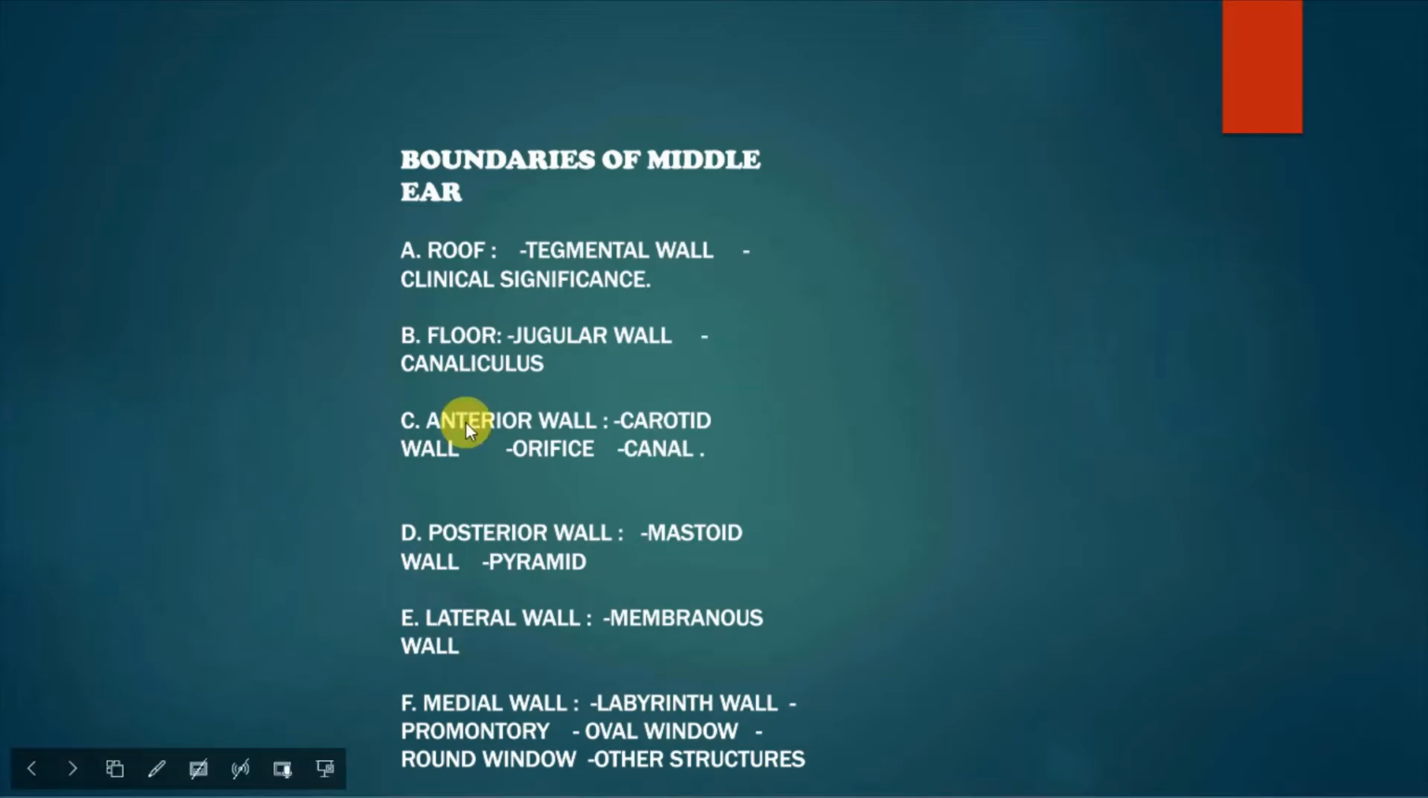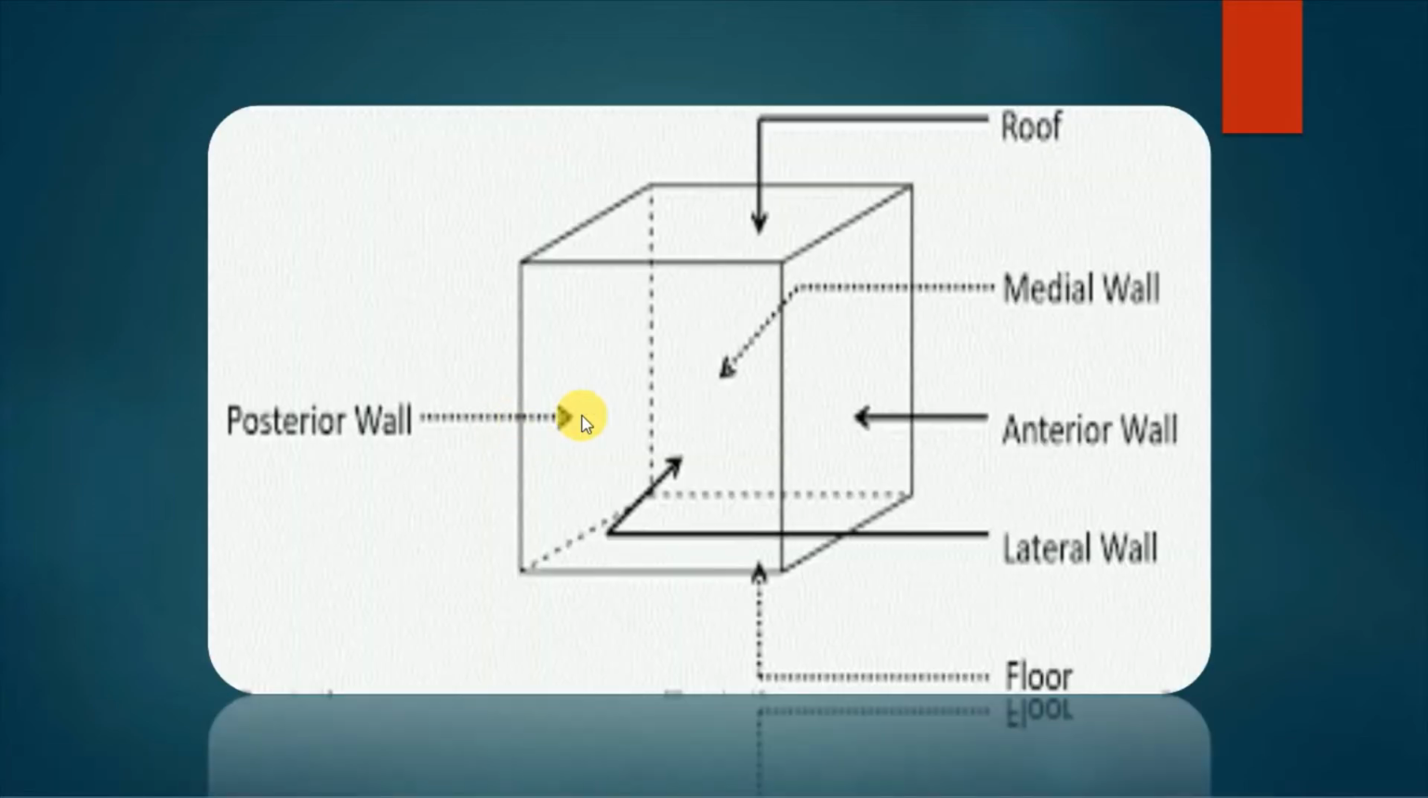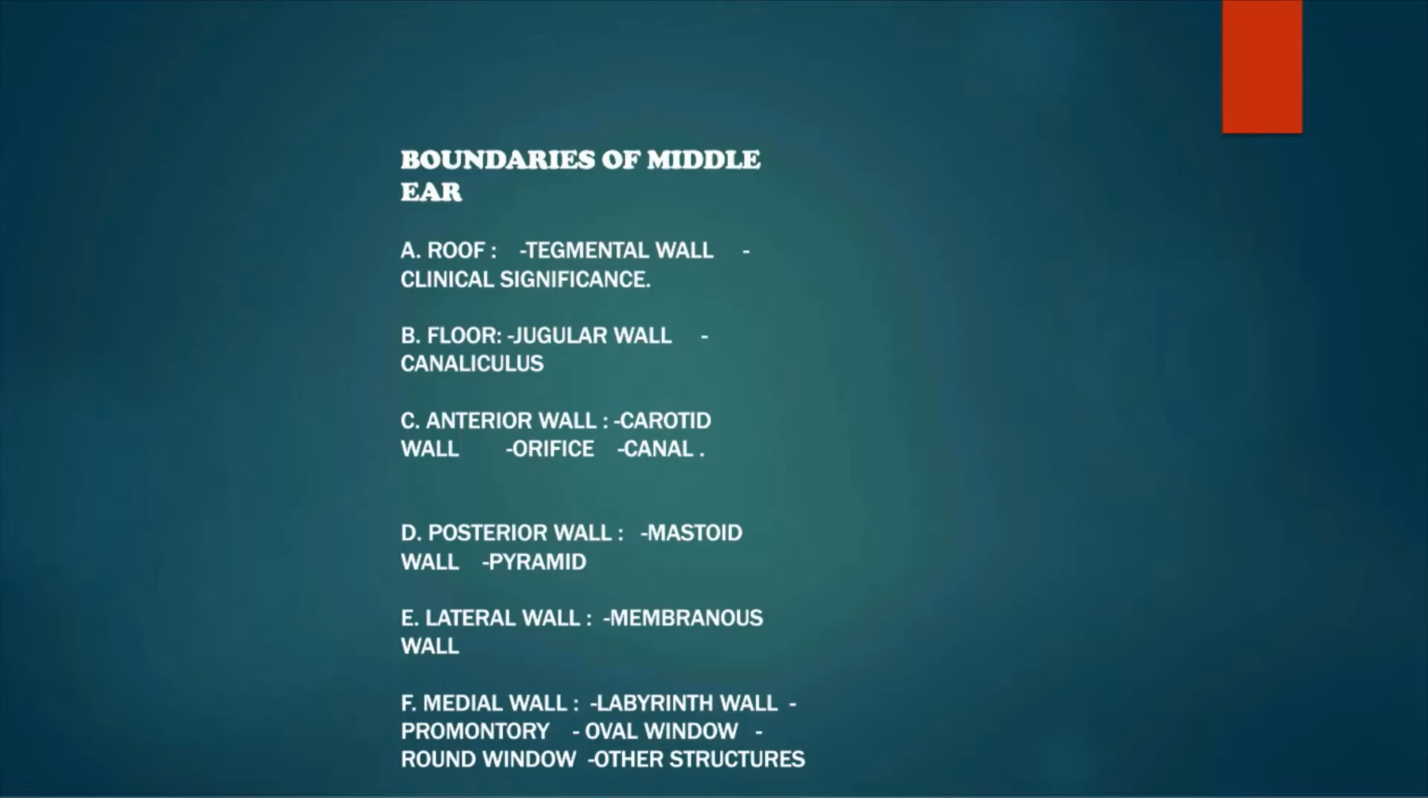Okay, now, the anterior wall, which is also called the carotid wall, because it separates the middle ear cavity from the carotid canal. Now, what is the carotid canal? It is a small opening in the temporal bone through which the internal carotid artery enters the middle cranial fossa from the neck. Also in the anterior wall we have an orifice. An orifice is a small opening. Here it's called the tympanic orifice.